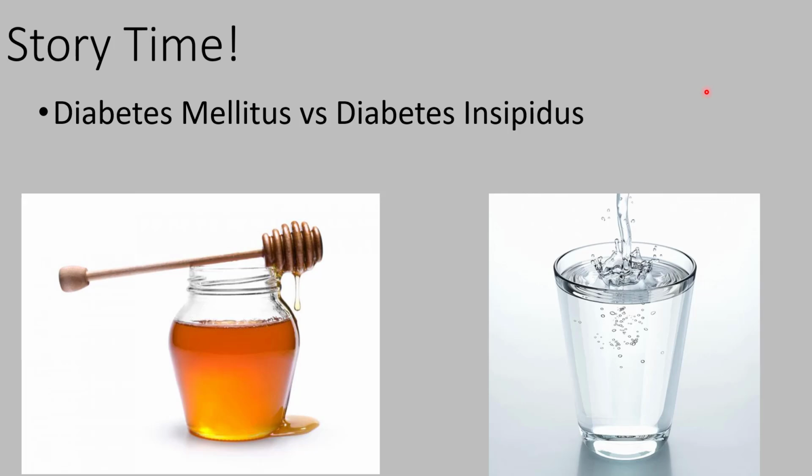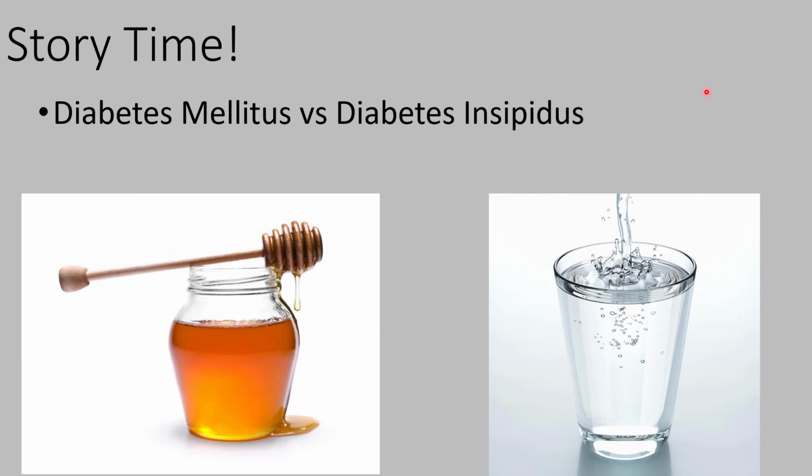But there's one thing that all diabetes has in common, and that is increased urination, polyuria. So polyuria is what diabetes is about. It's not about blood sugar. It's not about insulin. It's about peeing a lot.